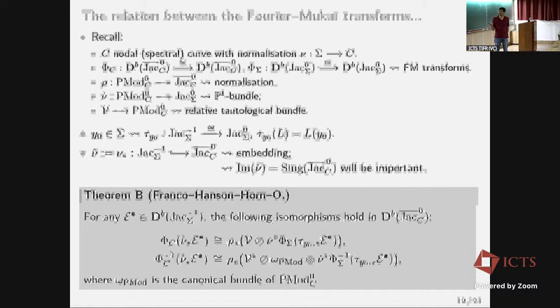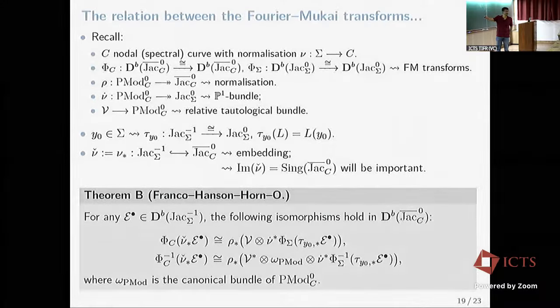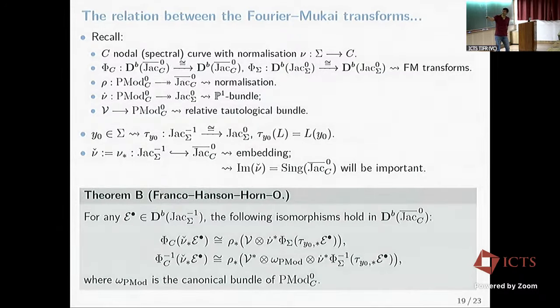You perform the usual Fourier-Mukai. That gives you a sheaf on the Jacobian of degree 0. You pull it back by this bundle, which gives a sheaf on the parabolic modules, tensor by this tautological, relative tautological bundle, and then push down by this normalization. At least you see that you end up in something on the same space. And the inverse one is similar. Here we have to tensor by the canonical line bundle of the parabolic modules moduli space.